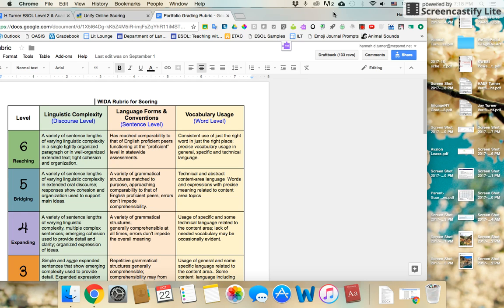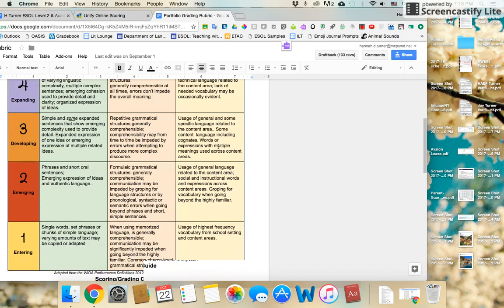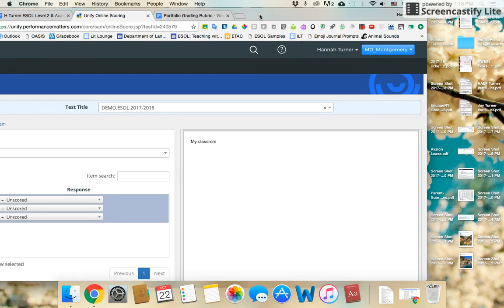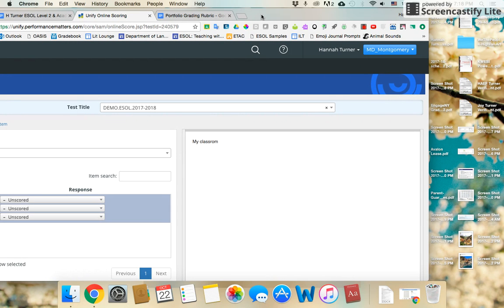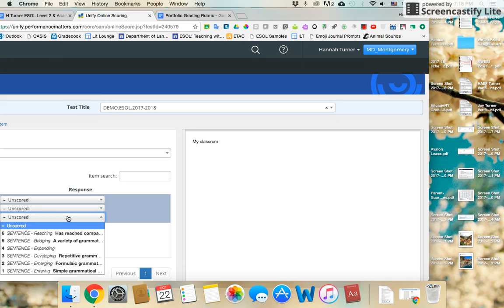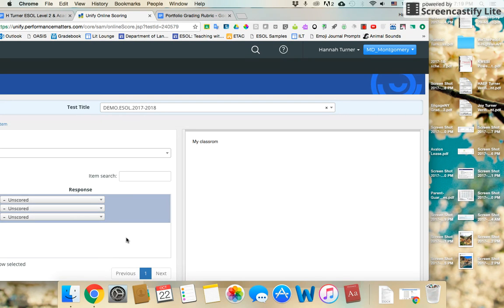Today we are going to be looking at progress checks that ESOL students at Argyle wrote. In order to complete this activity, you are going to need your WIDA rubric. Please take it out so that you can reference it during this EDpuzzle. To start, we are going to look at a few progress checks, and I'm going to ask you to score the vocabulary, the discourse, and the sentences.